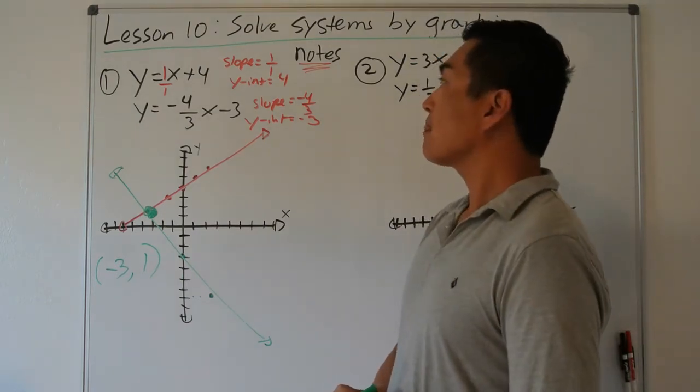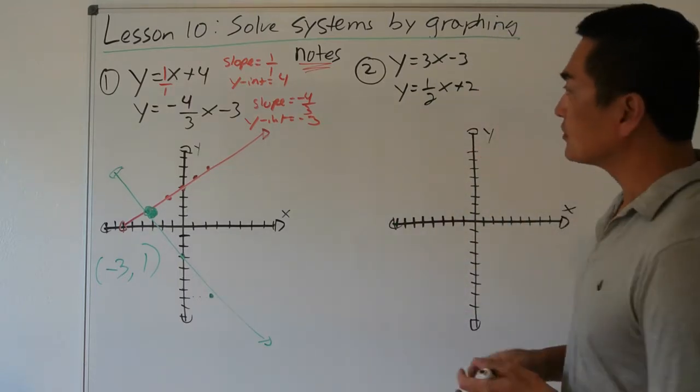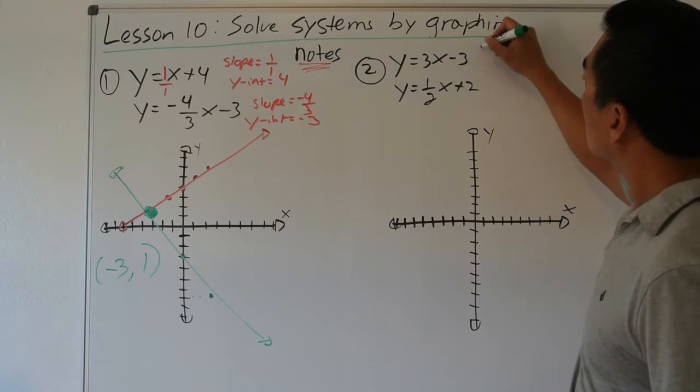Alright, let's move on to number 2. We're going to do the same thing. So let's go and write down the slope.